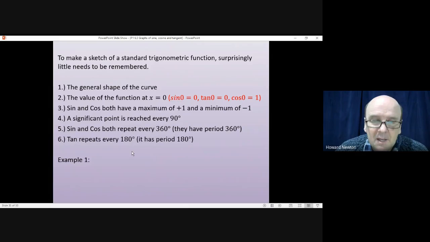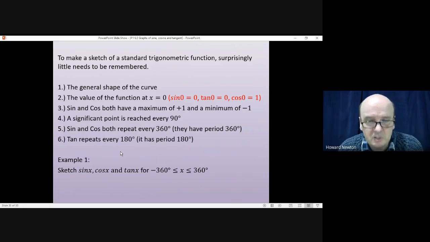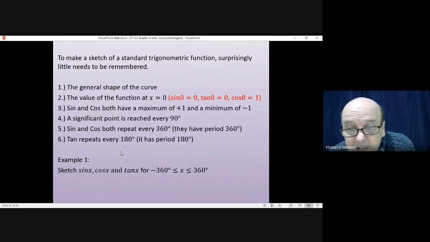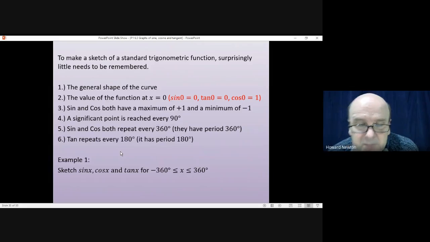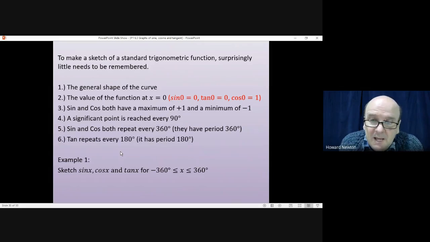Okay, you should have a go at quickly doing 3 of these yourself. So have a go at making a sketch of sine x, cos x, and tan x in the range from x equals -360 degrees to +360 degrees. I'll let you have a go at doing that, pause the video, and come back to me again when you're ready.